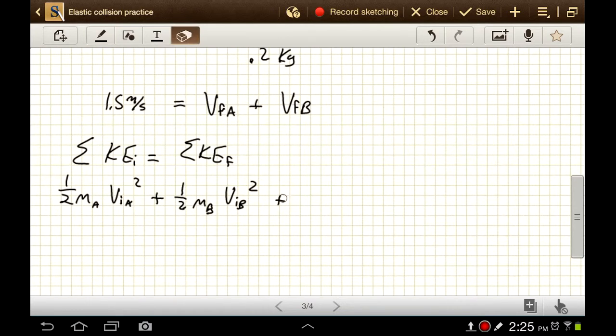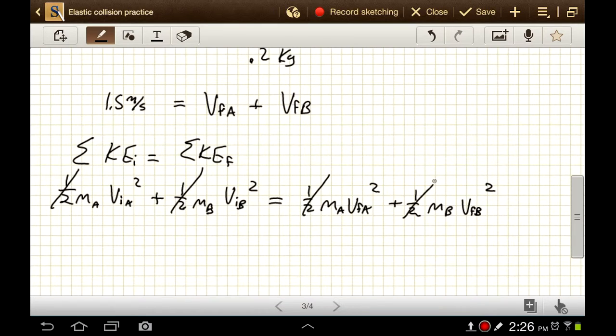Not plus but equals 1/2 ma v final A squared plus 1/2 mb v final B squared. Alright, and this one will simplify quite nicely as well. I see that I have a 1/2 in every term, so I divide everything by 1/2 and get rid of those. And then I've got these masses in each term as well. And the masses here are all equal, so I can divide by 0.2 kilograms again, and the masses will cancel out just like they did in the previous problem.